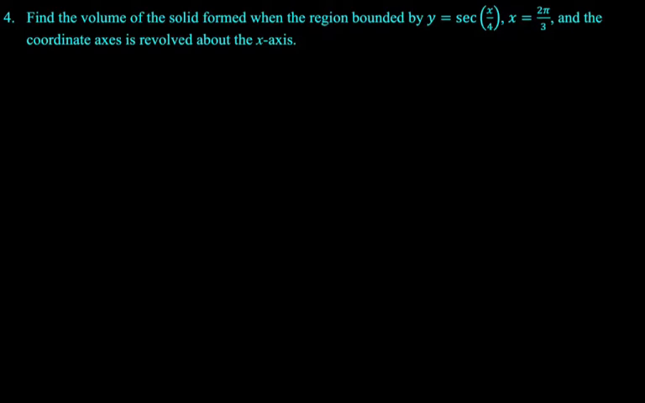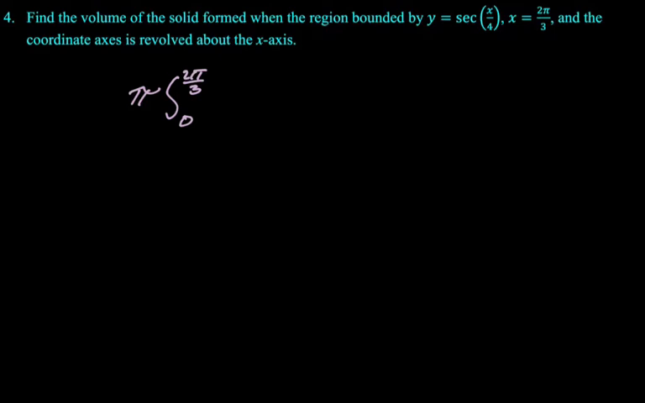Basically what I'm saying is I should have drawn a graph, but I didn't draw a graph. You should take a second, sketch a graph. It can really help you. The volume here is going to be pi times the integral from, we're starting at the y-axis, so 0 to 2 pi over 3. So those are the vertical lines that are hemming in your region.